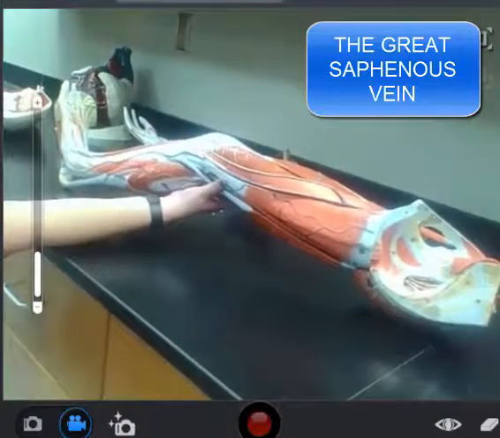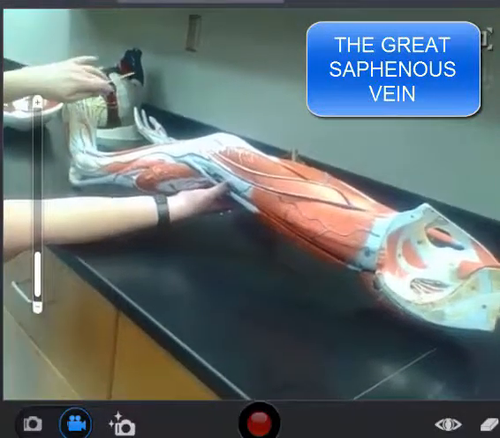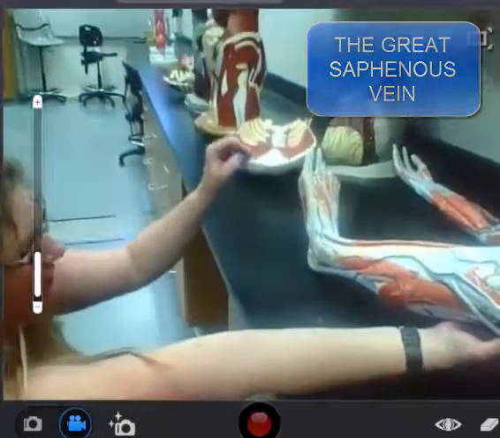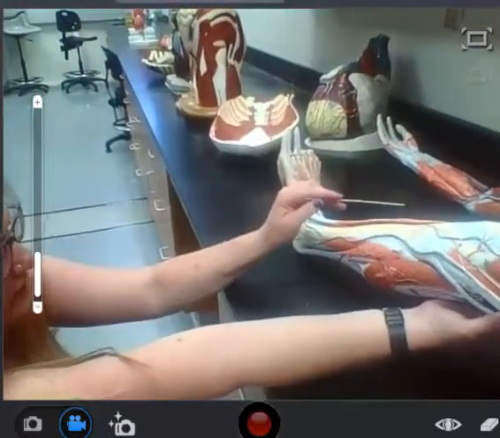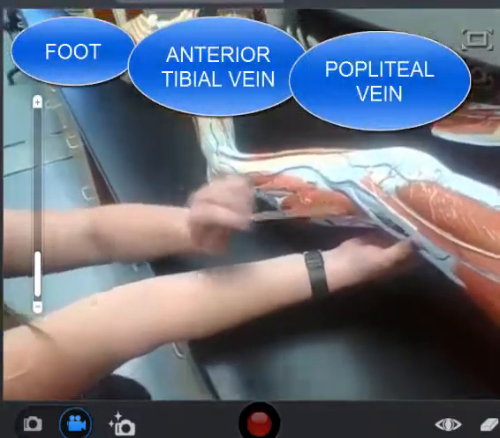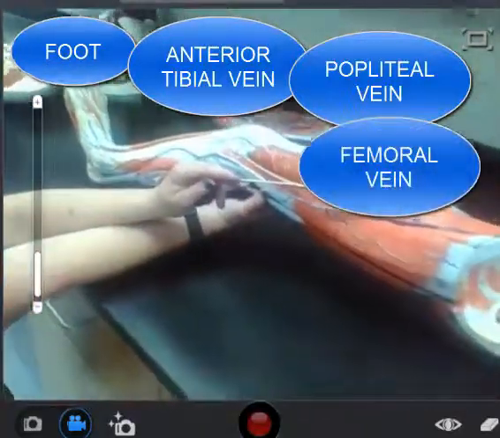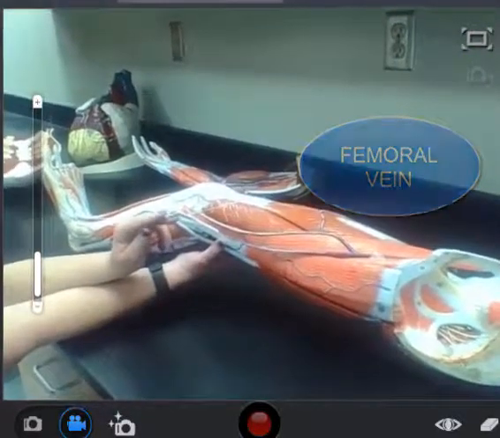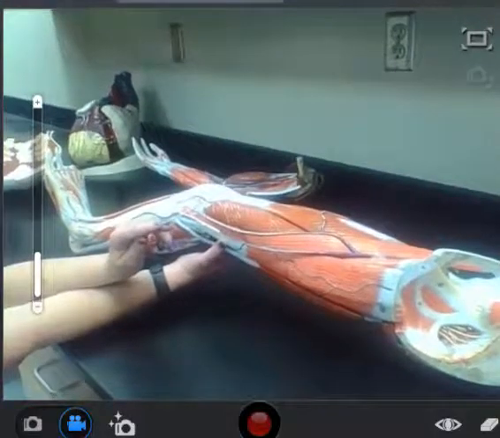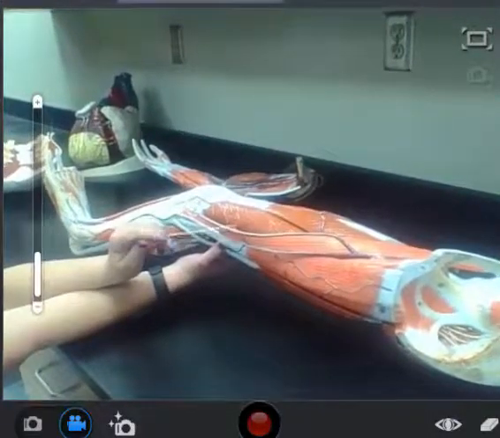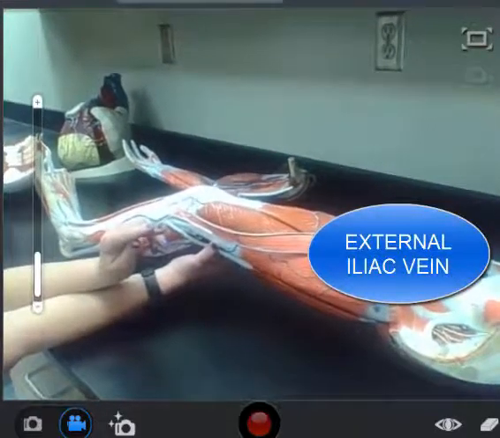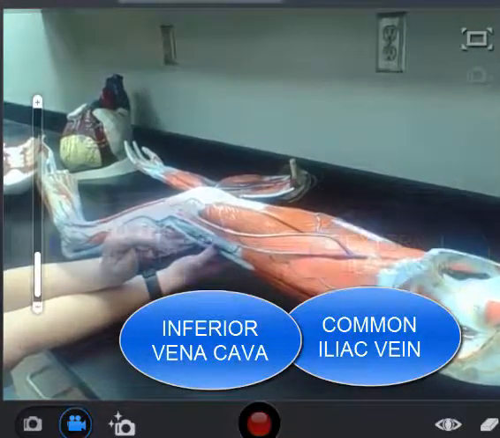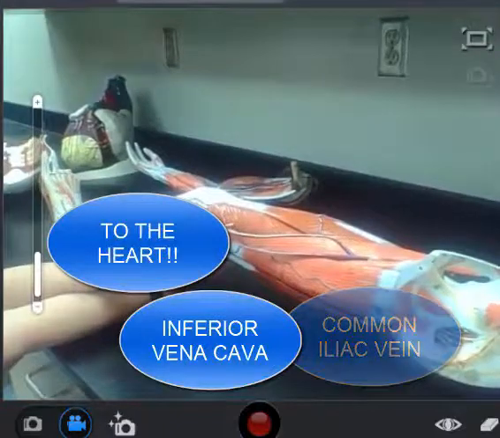All right, so in this pathway, the blood that's coming from the foot is going to either go directly from the foot to the anterior tibial vein, to the popliteal vein, to the femoral artery, to the femoral vein, and then the femoral vein goes to the external iliac vein, which goes to the common iliac vein, which goes to the inferior vena cava. You hate me yet? Okay.